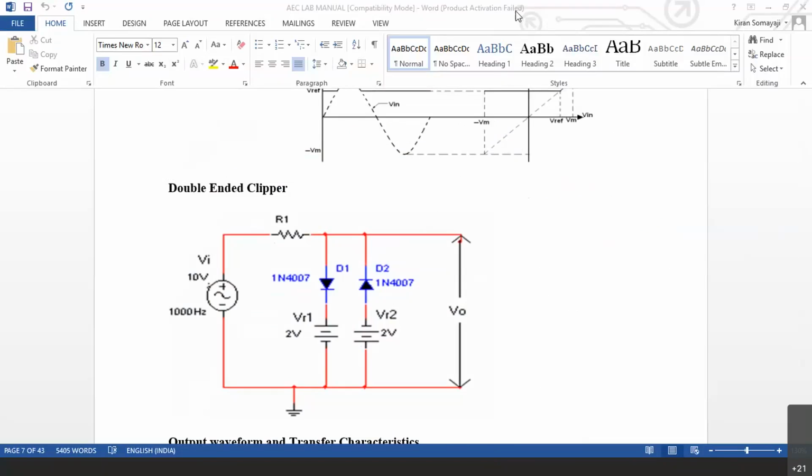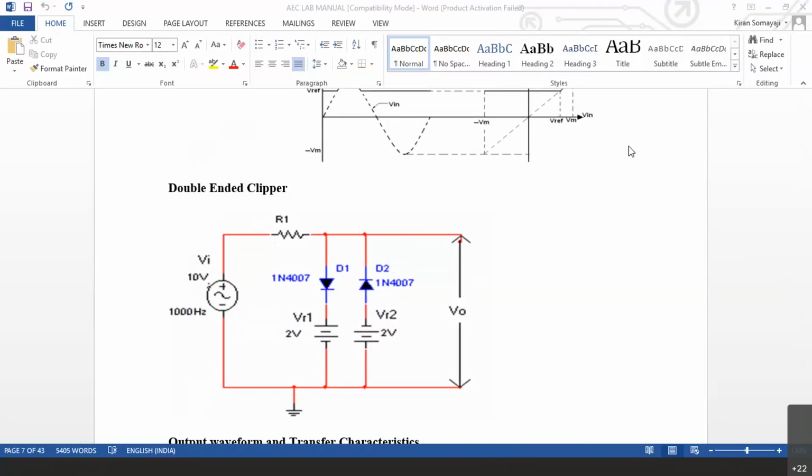We have seen positive clipper, we have seen negative clipper, we have seen shunt clipper, we have seen series clipper, we have seen biased clipper, we have seen unbiased clipper. The first two circuits were unbiased. The next two circuits were biased, in the sense that DC supply was there in the biased clippers. Now, lastly, we will see one circuit called double-ended clipper.